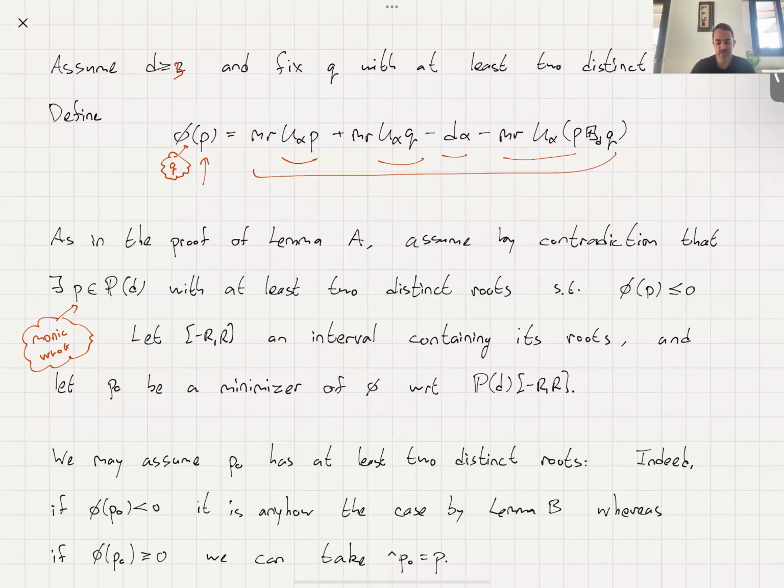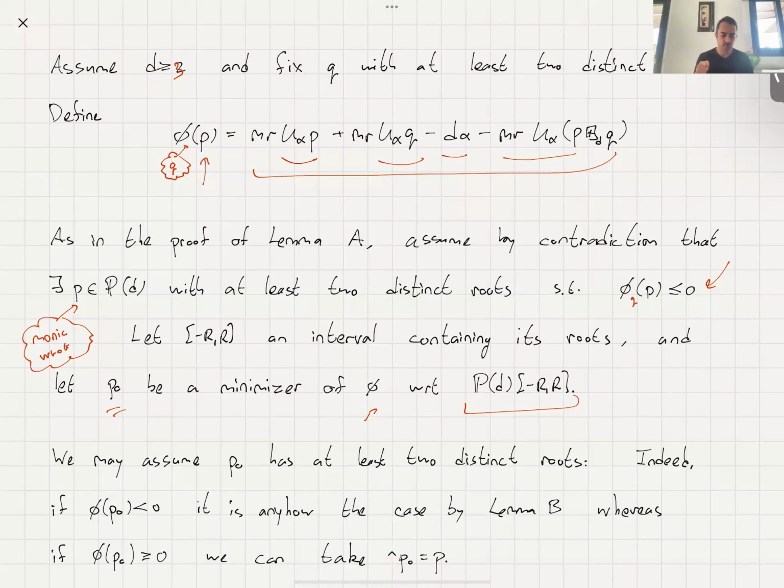Namely, there exists a P with at least two distinct roots for which phi of P, it's always phi sub Q of P, but let's ignore that to save some notation, is at most 0. That is some polynomial that we assume by contradiction exists. And as in the proof of lemma A, let's say all of its roots are in some bounded interval minus R, R, a closed bounded interval. And let P0 be the minimizer of phi with respect to this set, all polynomials in P_D where all of the roots are in minus R, R, like in the proof of lemma A.